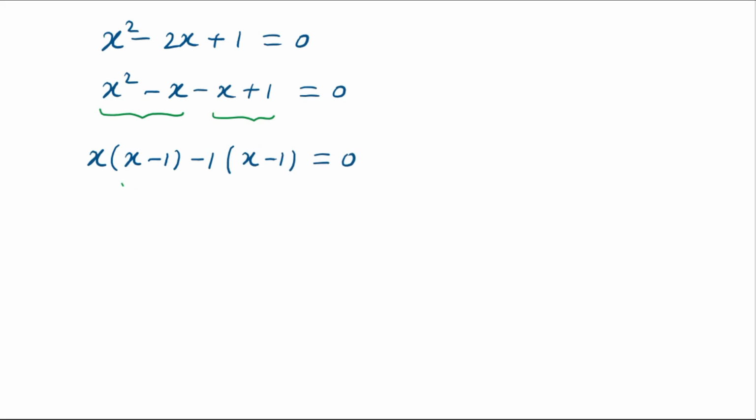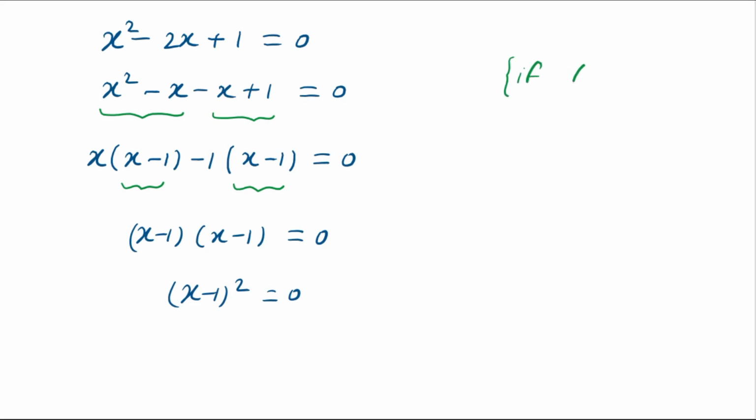We have x minus 1 here and here. If we take common x minus 1, then you will get (x minus 1) times (x minus 1), which is (x minus 1) whole squared, and this equals 0. Now here we apply this rule: if a squared equals 0, this implies a equals 0. Applying this rule, x minus 1 equals 0, then the value of x is 1. So our third solution x3 equals 1.